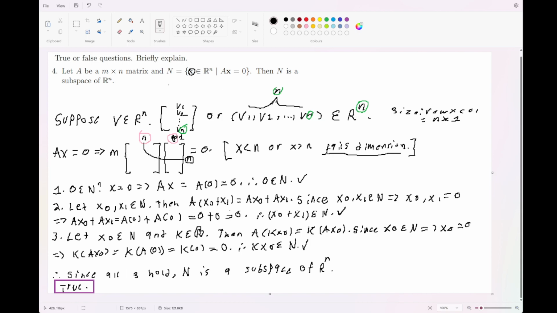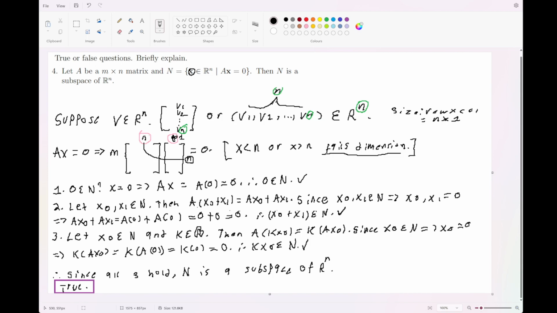But now once again, we go back to what are the subspace conditions. So is 0 an element of N? Well, let's let x equal 0. Then we just have A times 0, which, well, that's just 0. So yes, it's an element of N. Then we want to suppose two vectors within our element of N, such that we can add them and see if it's still an element of N.